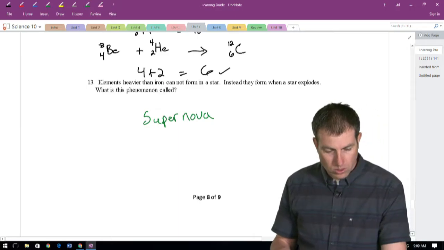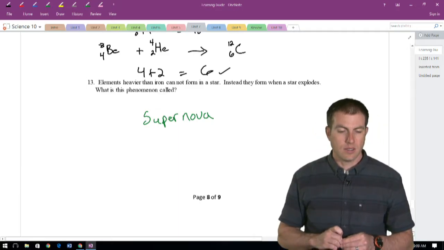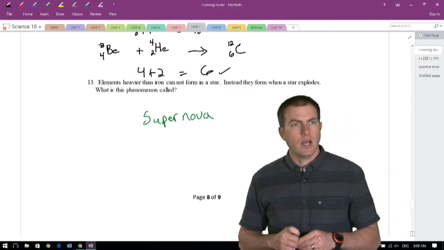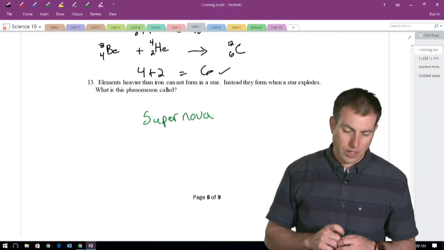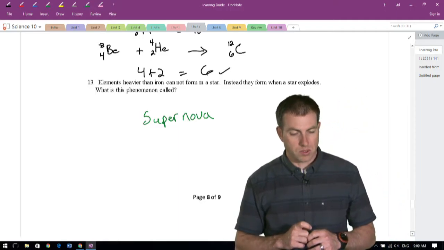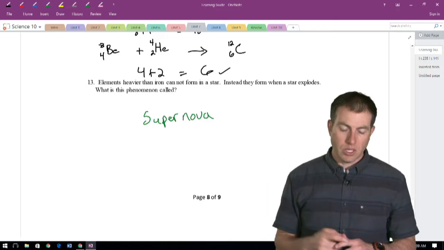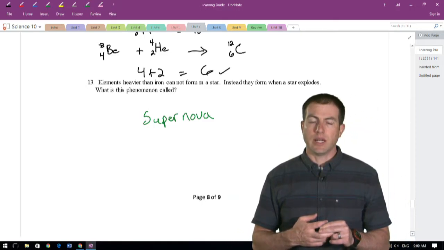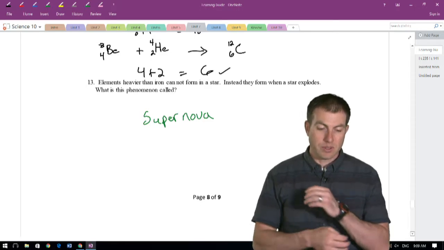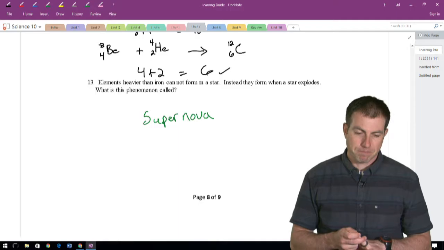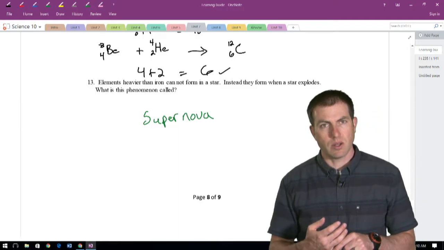We talked about that one last day, two days ago maybe. Elements heavier than iron cannot be formed in stars. They're instead formed when stars explode. When stars blow up, it's called a supernova. I was actually doing some reading the other day, and I found that we can make heavier elements in about three ways. The supernova is the most common one.